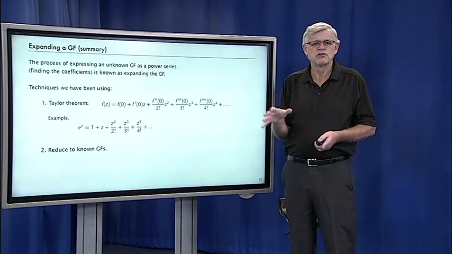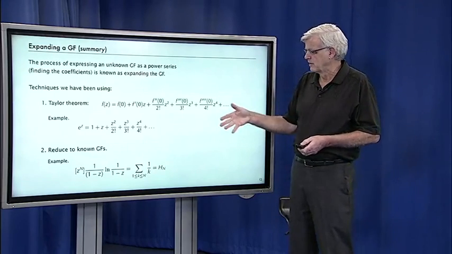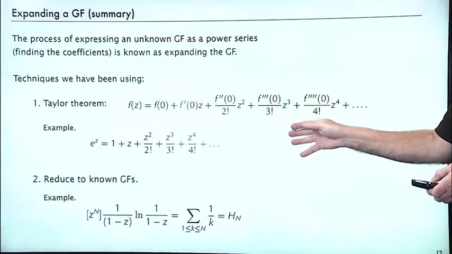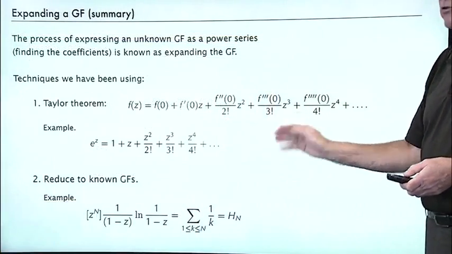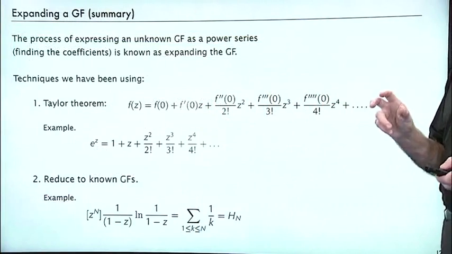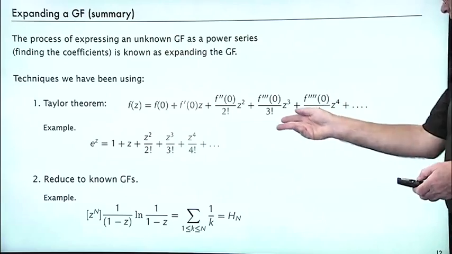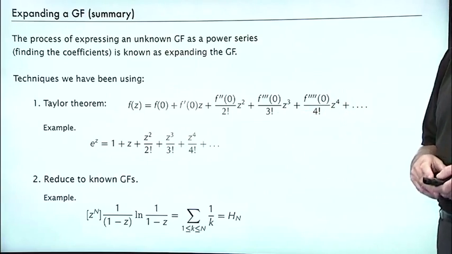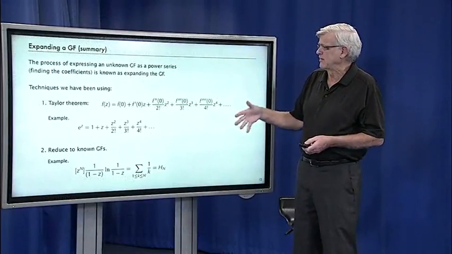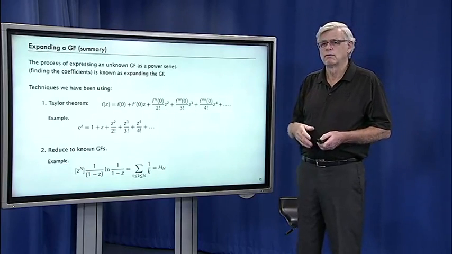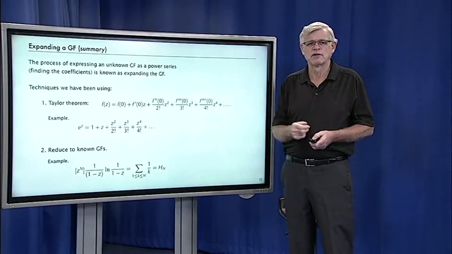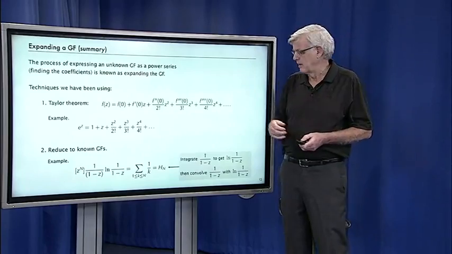But also you can reduce to known generating functions, as we did, for example, if we have natural log of 1 over 1 minus z, we know how to find the coefficients of z to the n in that by the process of convolution. So that's a summary of what we do to find coefficients given a generating function.